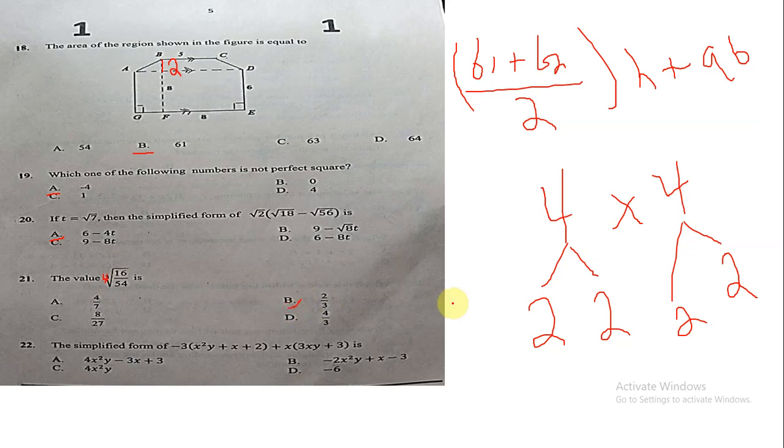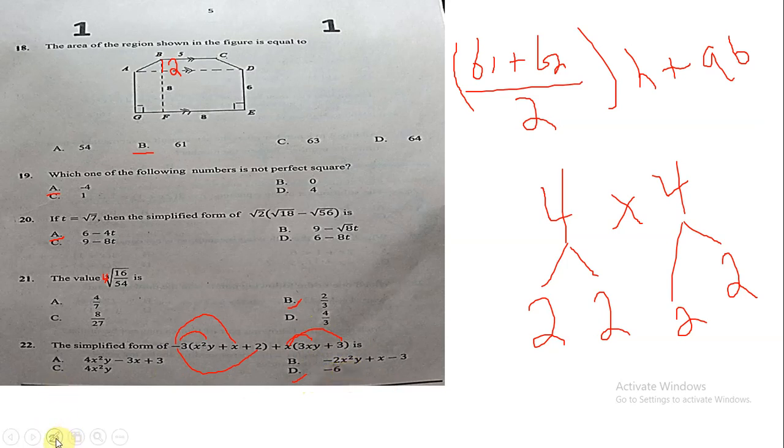Now in question number 22, the simplified form of negative 3x squared y plus x plus 2 plus x times 3xy plus 3. First of all, you multiply negative 3 by x squared and y, then negative 3 times x, then negative 3 times 2. Then here we have x times 3xy, then x times 3. After you multiply, collect the like terms together, then you will find the answer, which is choice D, negative 6.